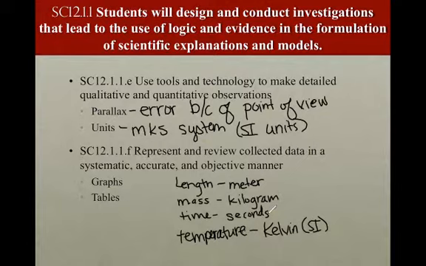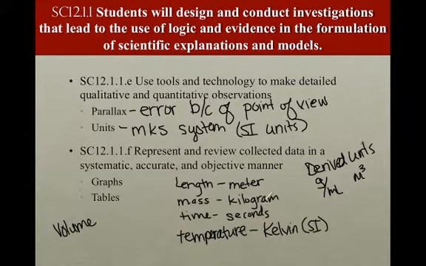Derived units. Derived units would be like a gram per milliliter or meters cubed, because it's derived from two different units. Milliliter is also a metric unit that we can use for volume, but what would be the SI unit for volume?